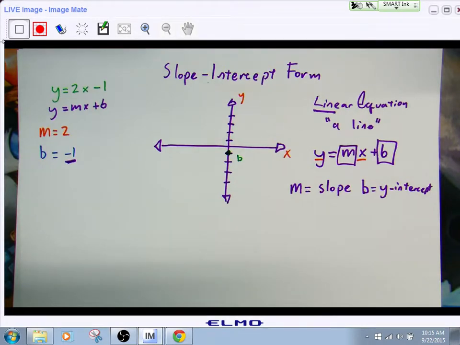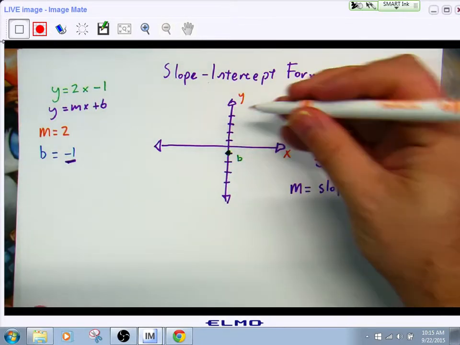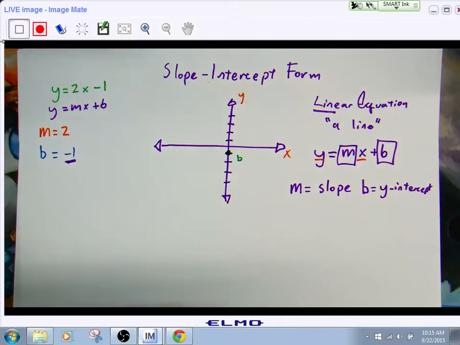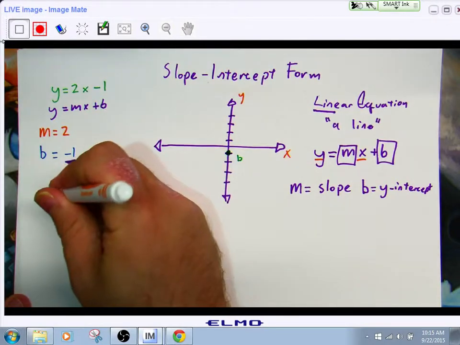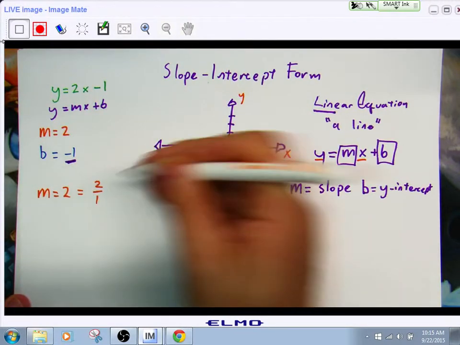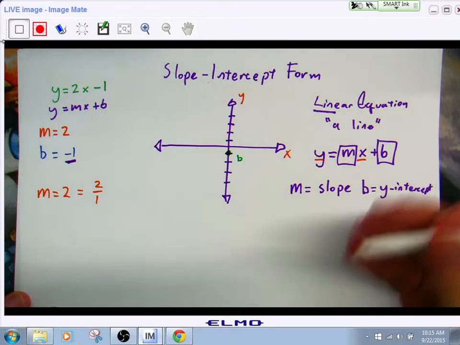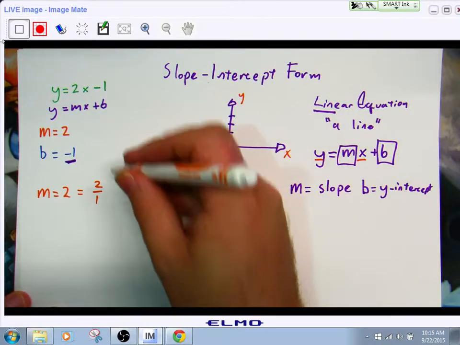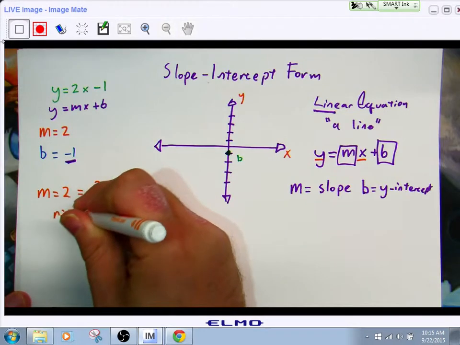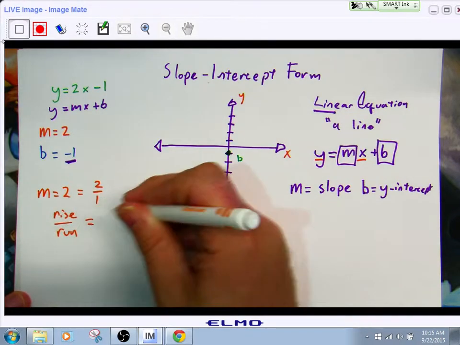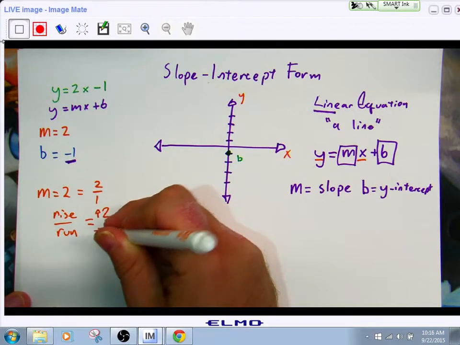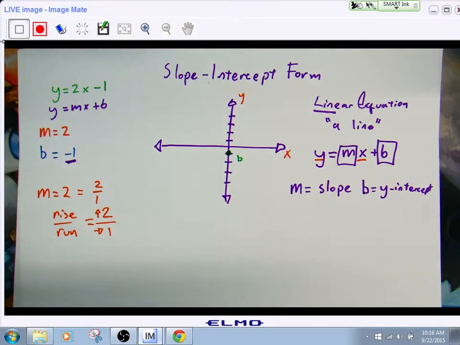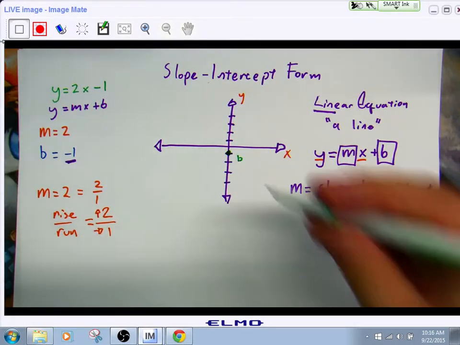And so now all that I need to do is apply my slope to figure out where I'm going from here. And I see that my slope is 2. And if I were to view that as a fraction, I would view it as 2 over 1. And why would I view it as a fraction? Because it helps me understand exactly what I need to do. Because slope is rise over run. And so what this tells me is that I need to rise 2, and I run 1.